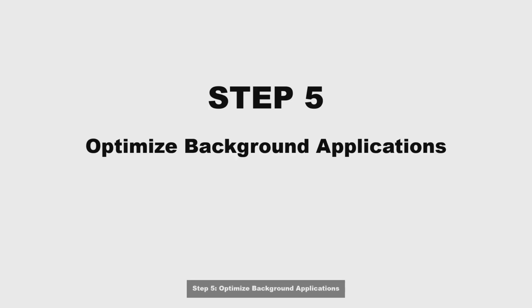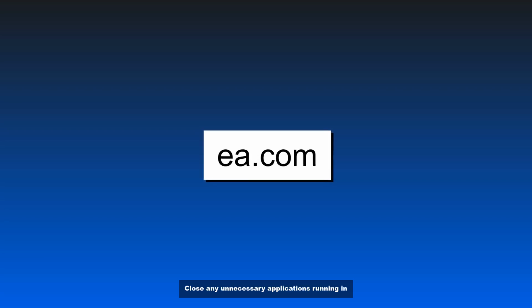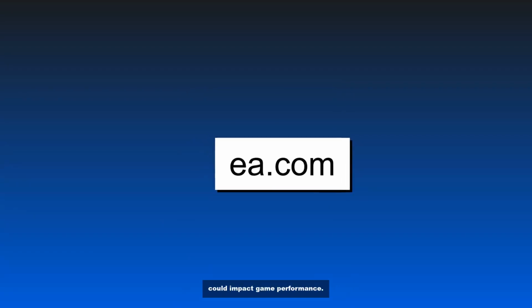Step 5. Optimize background applications. Close any unnecessary applications running in the background that may be consuming system resources. This includes web browsers, streaming services, and other software that could impact game performance.